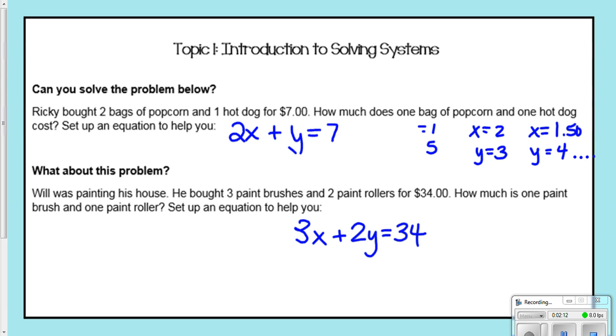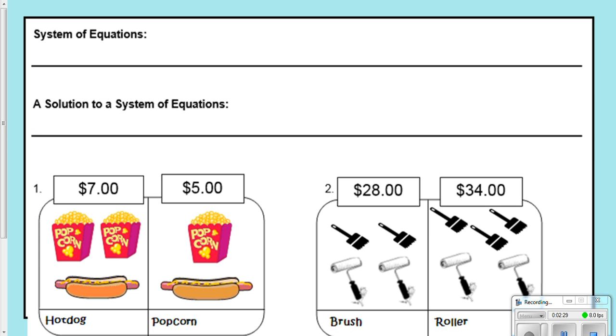However, looking at these 2 problems, it's a real-world situation. We really can go to the store and buy a paintbrush, so there is an answer for x and there is an answer for y. But what's important is that what I've been given here is not enough to actually figure out what my answer is. I haven't been given enough information. So this is where systems come into play.